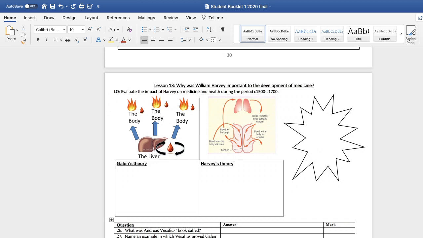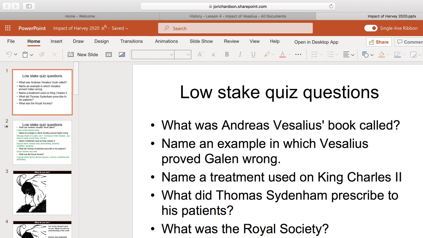So straight away in our lesson, if you were to sit this lesson right now, you'd have your low stakes quiz. So feel free to pause the video and attempt the questions just so you really have that niche knowledge for your revision, and also you should be keeping up with the online quizzes that we set anyway.